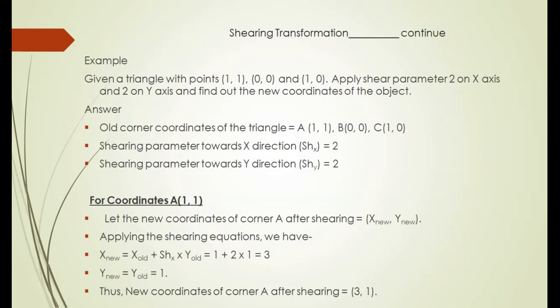So the answer is, what is given? Given is the old corner coordinates of the triangle A, B, C, meaning we are given only the old coordinates A, B and C, and we are given the shearing parameters: towards the x direction is equal to 2 and the y direction is equal to 2.